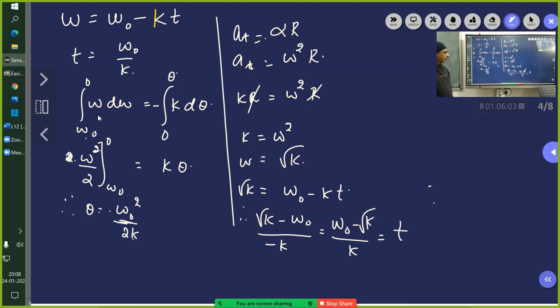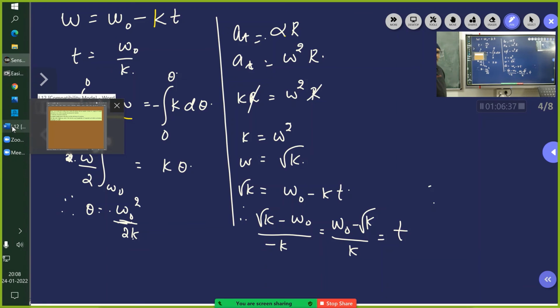What are you asking? Why did we do that, sir? You can use this also and do it, no? Because they have told that if the initial value is this, finally it becomes 0. Directly we will get theta from this value, in one equation. You can do the other method also. They have told omega naught is 2 root k. So you will get root k by k, so you will get 1 by root k as the answer.